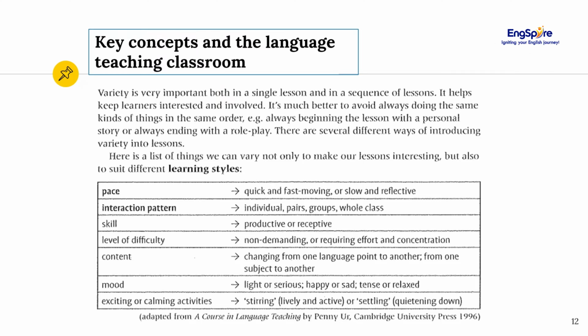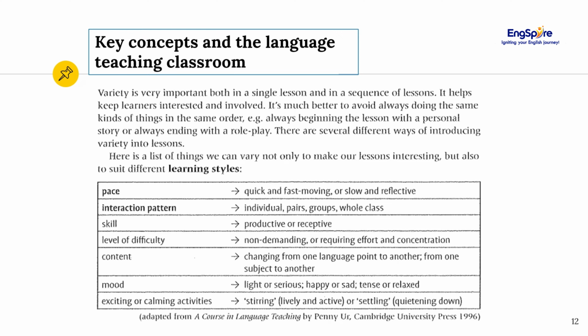Another way is to vary the skill we focus on. For example, one activity may develop receptive skills such as reading or listening, while others develop productive skills such as speaking or writing. We should also vary the level of difficulty. A simple matching activity can be followed by a more challenging discussion or problem-solving task.